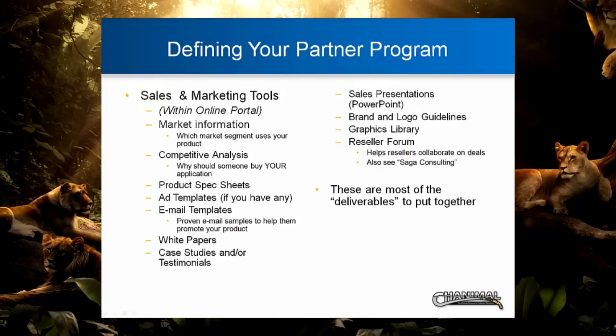Some of the standard sales and marketing tools include market information. For example, if you sell set-top boxes, who do you call on? Do you call on the IT guy? Do you call on the president of the company? Simple things like your region, who the competition is. You've got to give your salespeople some information so they know how to sell your product and who to sell it to. Your competitive analysis is one of the most common bits of information that is always requested, because people say, well, how does it compare? So arm your sales force, which is also your reseller sales force, with this information.